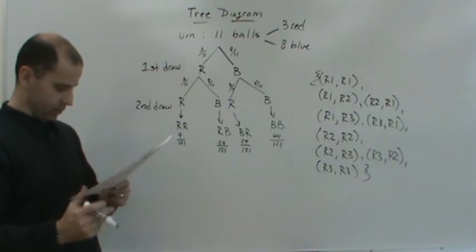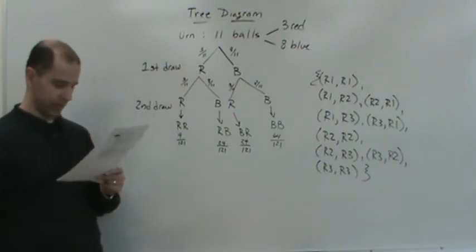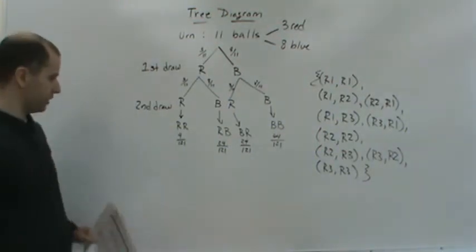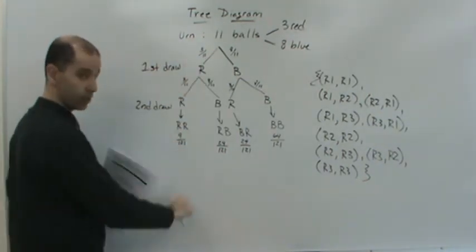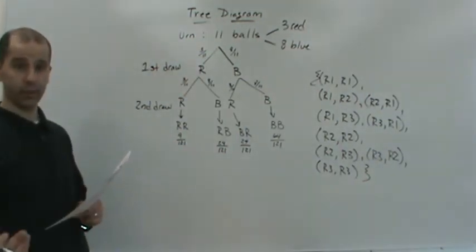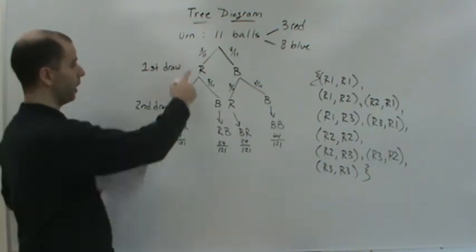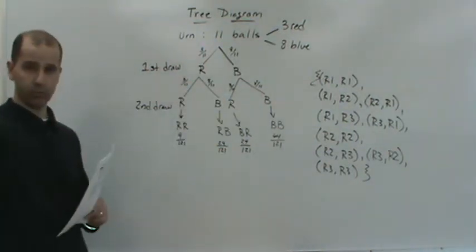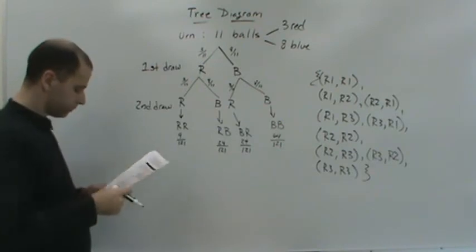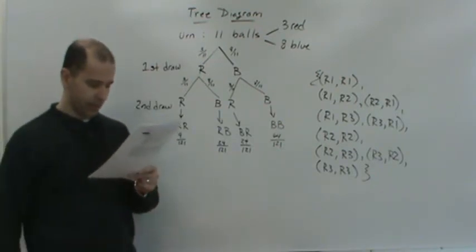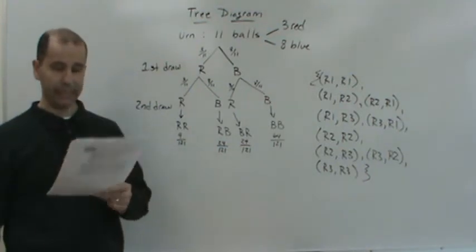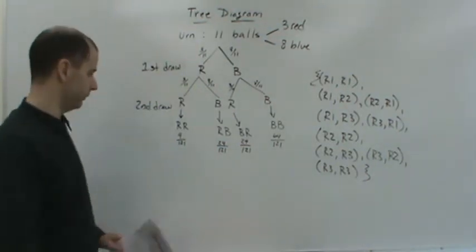Now, using the tree diagram, calculate the probability of RR. Well, we just did that, right? We just went down the branch. There it is, 9 out of 121. See how easy that was? So once you have the probabilities set up on the tree, you just multiply for that one. Now, the next one says, using the tree diagram, calculate the probability of RB or BR.